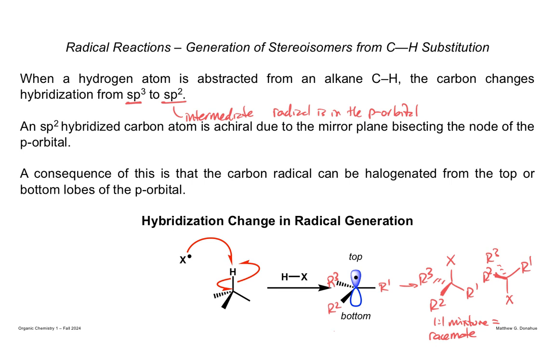So let me just write this while I'm thinking about it. The radical intermediate is achiral, therefore it must generate the racemate. You will not favor R versus S, because there's nothing around it that will discriminate which face gets halogenated.